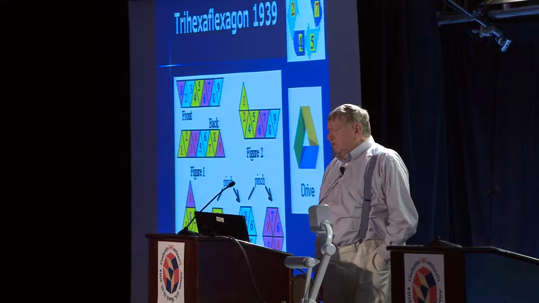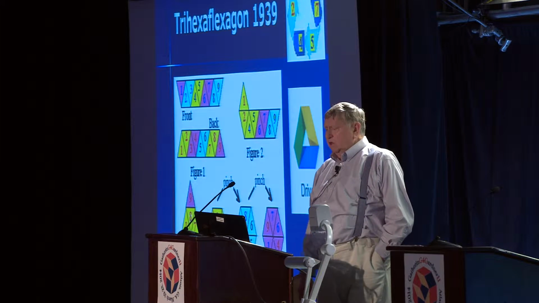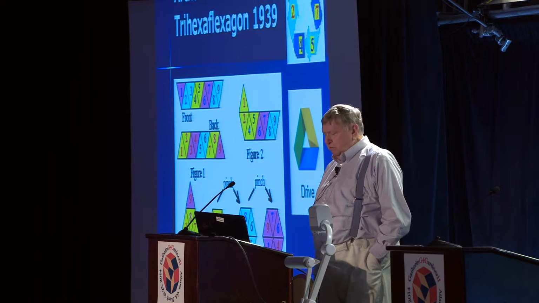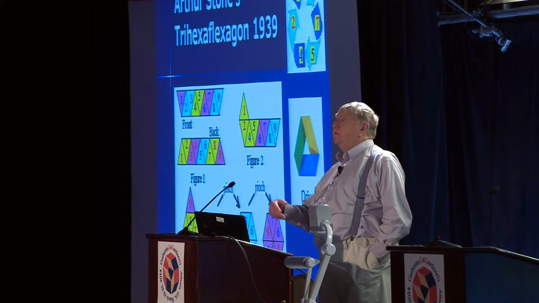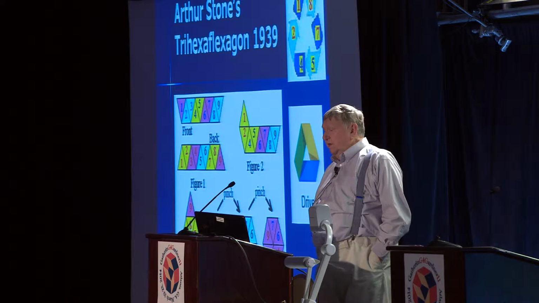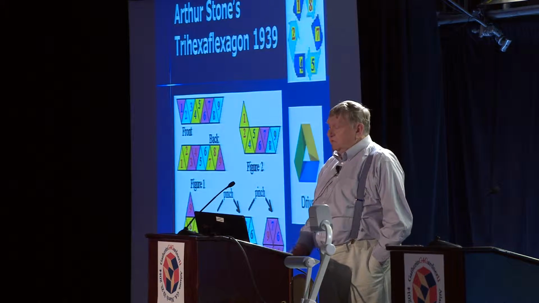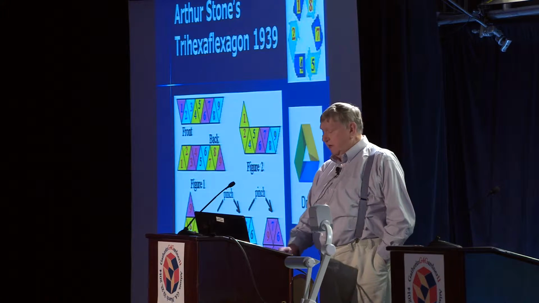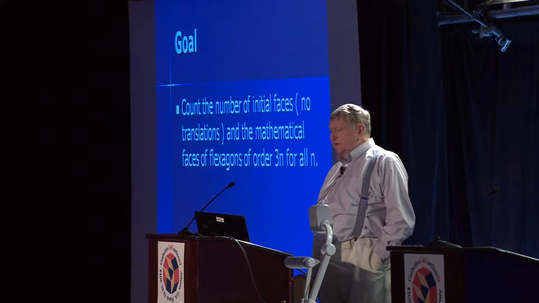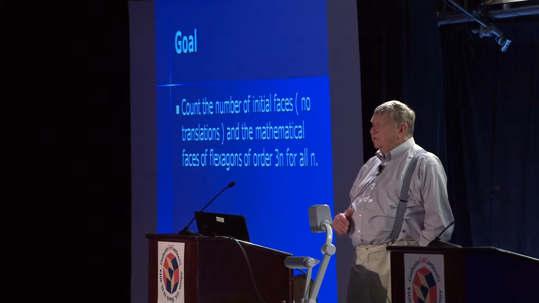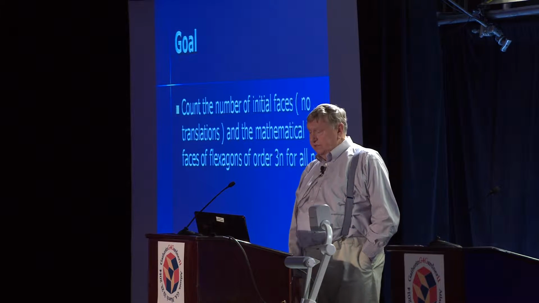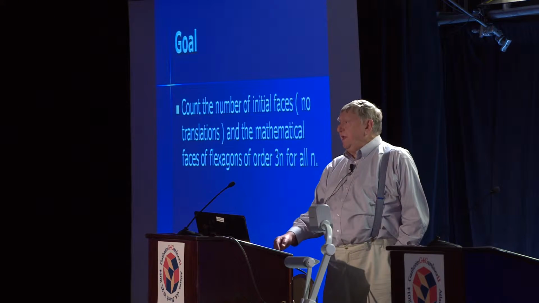Arthur Stone's first trihexaflexagon looked like this. He pinch flexed from the yellow face into the blue face into the purple face, and then pinch flexed back to the yellow face. The Google Drive icon and the recycling symbol are examples of trihexaflexagons. My goal was to count the number of initial faces, where you don't count translations, and the mathematical faces, where you do count the translations, of flexagons of order 3n for all n.